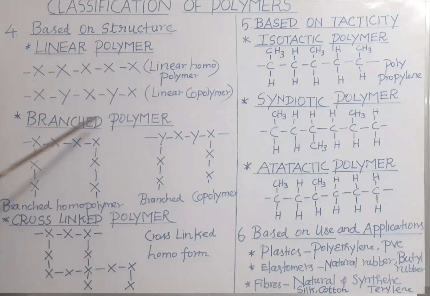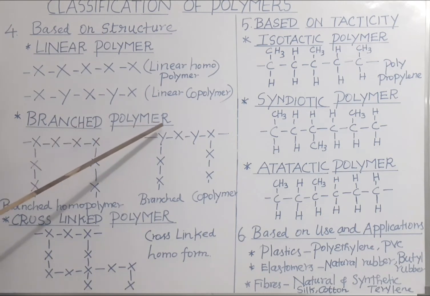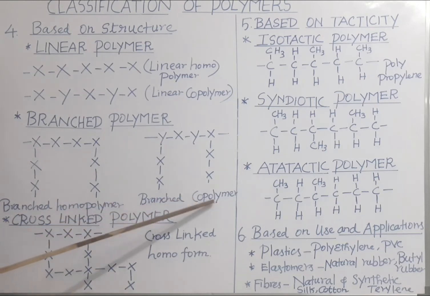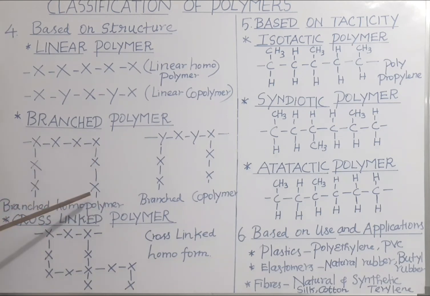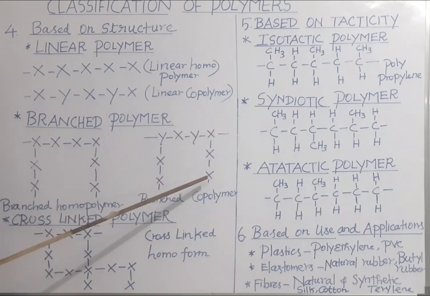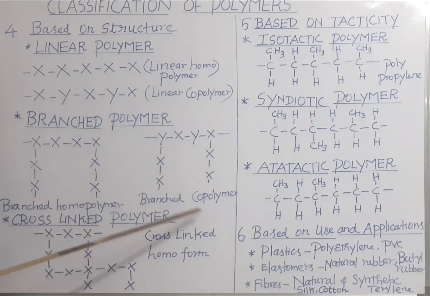The second type is branched polymer. What is meant by branched polymer? If the monomeric units are arranged in a branched fashion, that type of polymer is called a branched polymer. See the examples, branched homopolymer and branched copolymer. Here in branched homopolymer, the same monomeric units are arranged in a branched fashion. So it is called branched homopolymer. In this example, different types of monomeric units are arranged in a branched fashion, that is X, Y, X, Y. Two different monomers are arranged, so it is called branched copolymer or branched heteropolymer. This is the second classification.